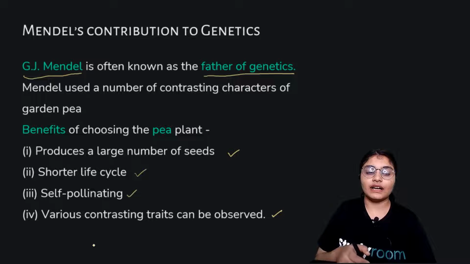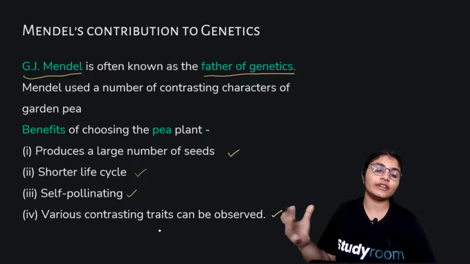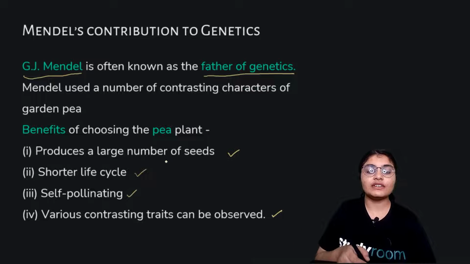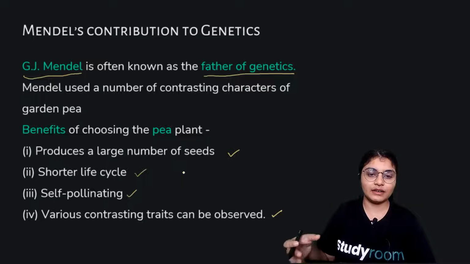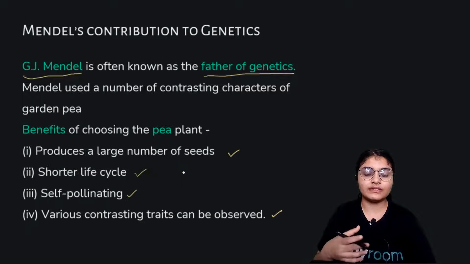Now, the other characteristic is that it has various contrasting traits. Since it has many traits, he could perform many different experiments using those different traits. And it produces a large number of seeds, so there's a chance of seed viability. There's a concept of seed viability, how many seeds get germinated in the end. Certain seeds get lost due to adverse environmental conditions and other factors.